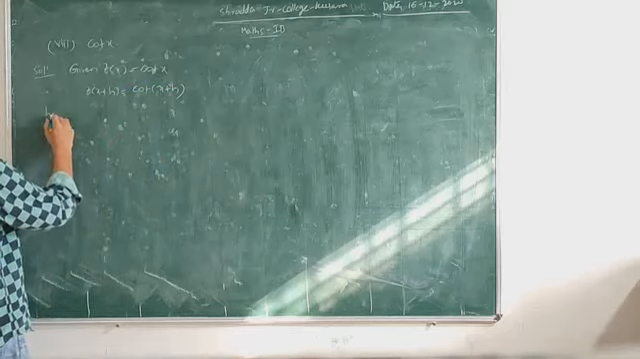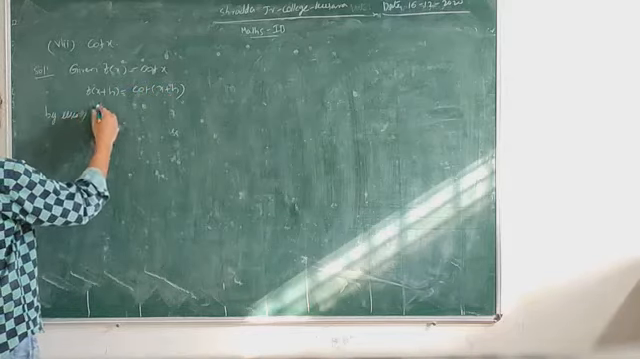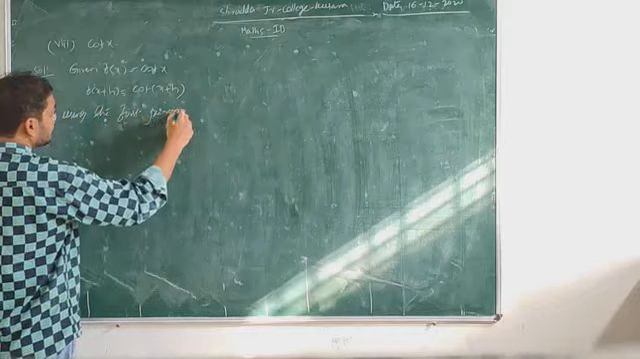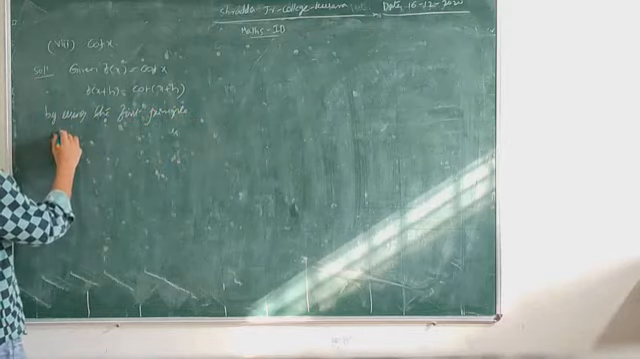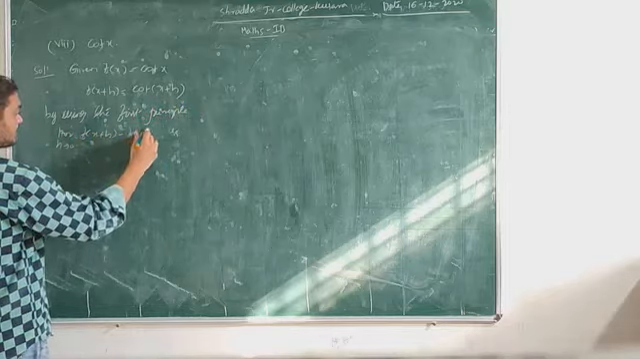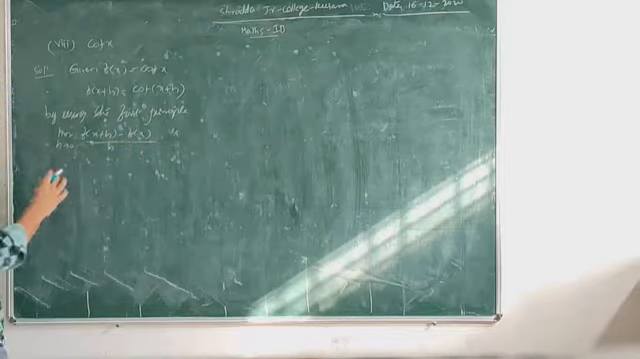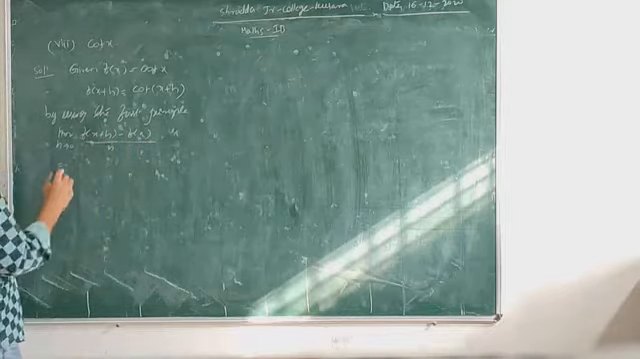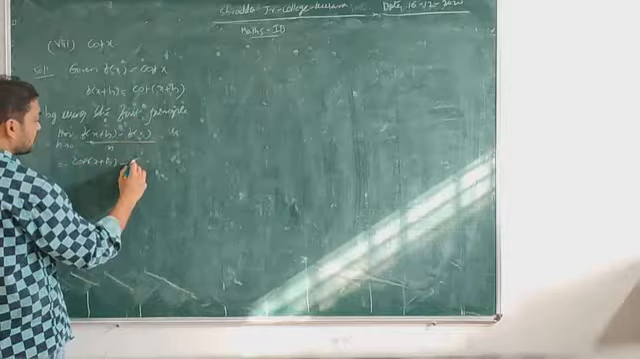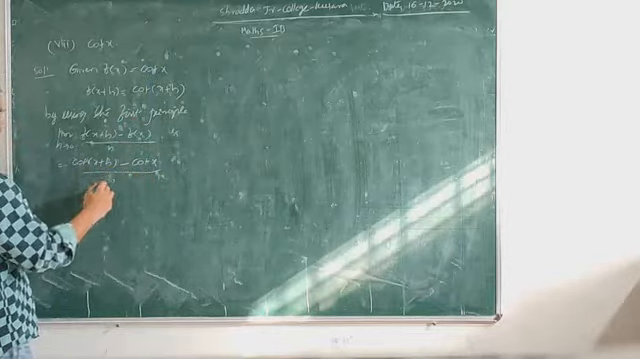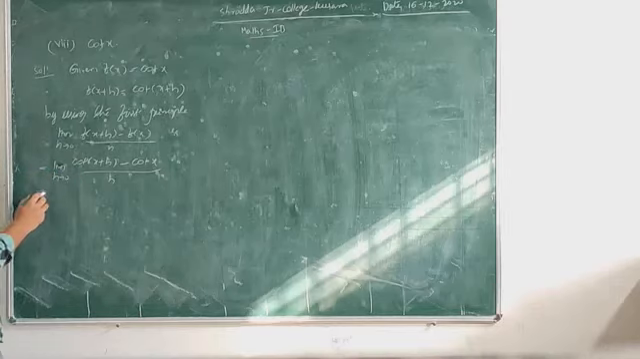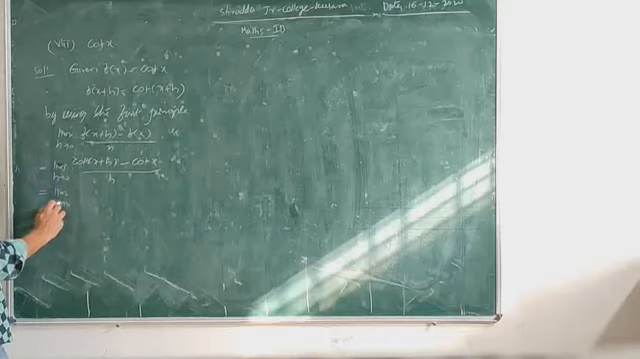Now by using the first principle, limit h tends to 0, f of x plus h minus f of x by h. Now this is equal to, what is f of x plus h here? Cot of x plus h minus f of x, meaning cot x, by h. Now this is equal to limit h tends to 0.